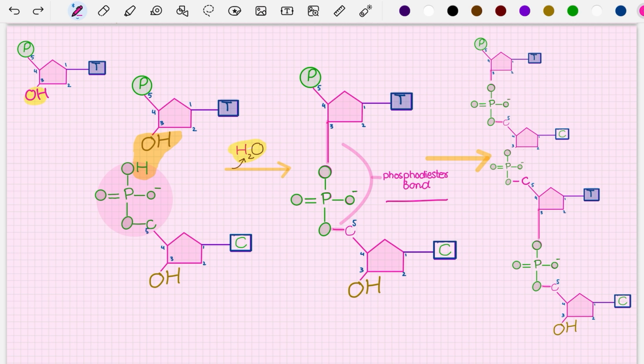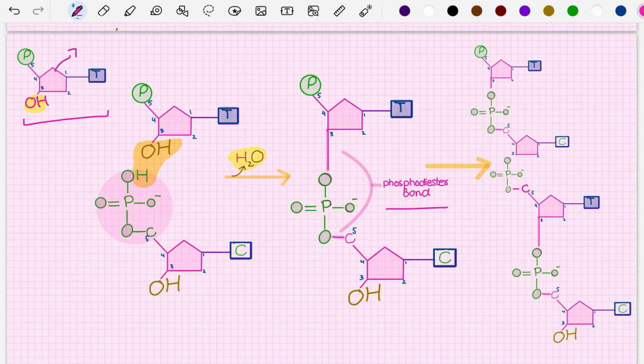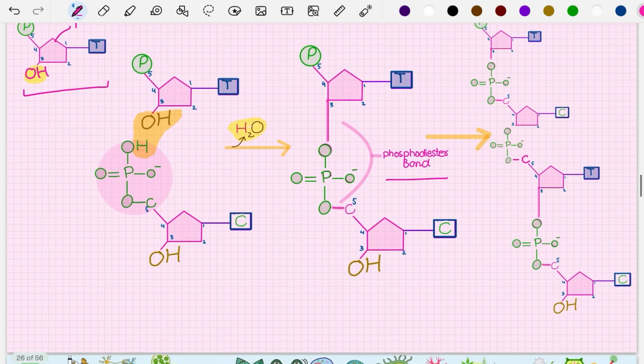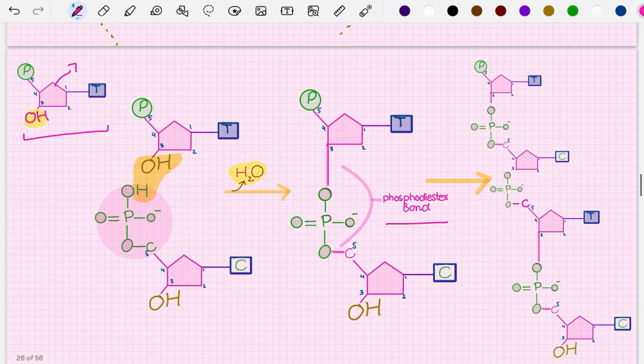So this is the structure of a single nucleotide. We know that a nucleotide has a pentose group, which is a 5-carbon sugar. At carbon number 1 of this pentose sugar, we have a nitrogenous base. At carbon number 3, we have a hydroxyl group. And at carbon number 5, we have a phosphate group.